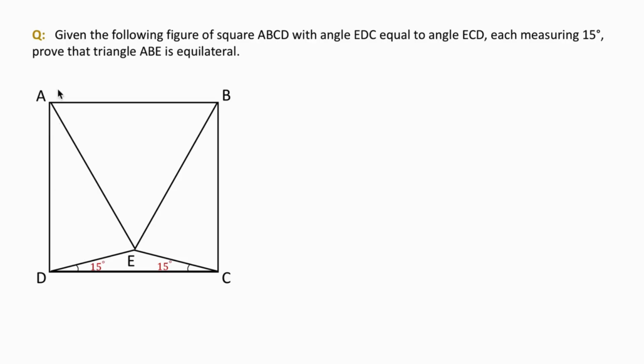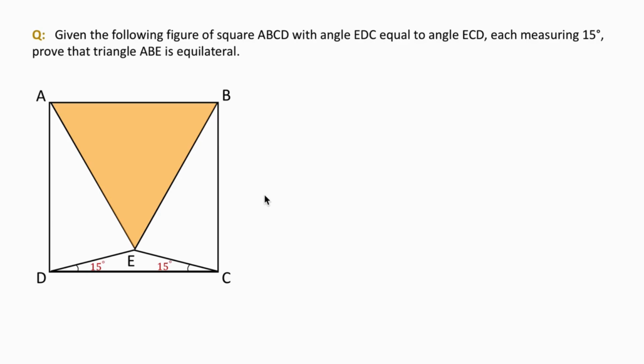In the square ABCD, two small 15-degree angles lead to something surprising. We will prove that the triangle ABE, which is shown in orange, is equilateral. Let's see how that's even possible using nothing more than pure geometry.